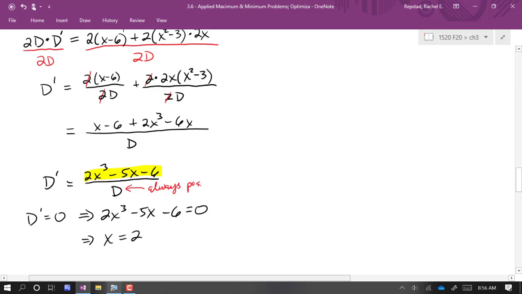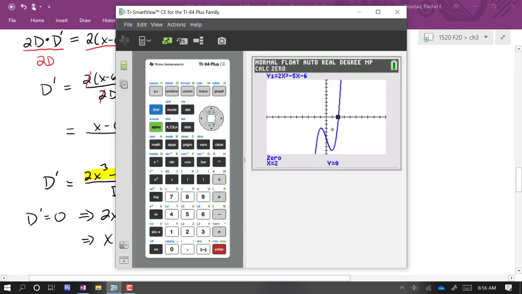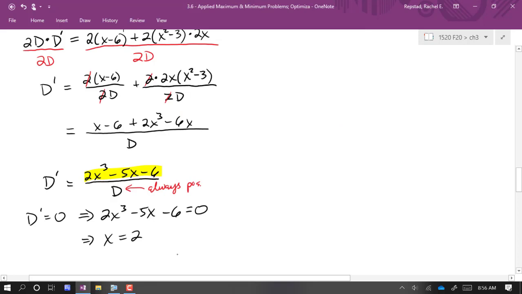So I know that to the left of 2, d prime is negative, it's below the x-axis, and to the right, it's positive, it's above the x-axis. So we could actually make a little impromptu sign chart here. We know it's 0 here, we know it's negative, and then positive, and that means that it's decreasing, levels off, and increases. This does in fact give a minimum.